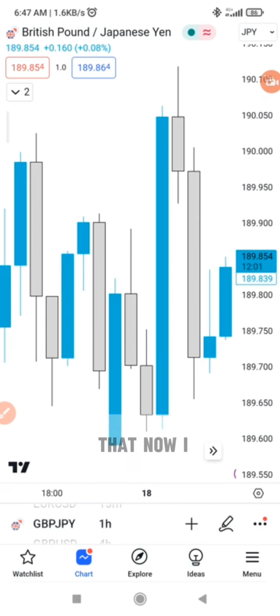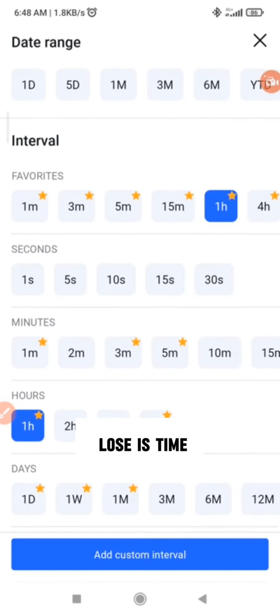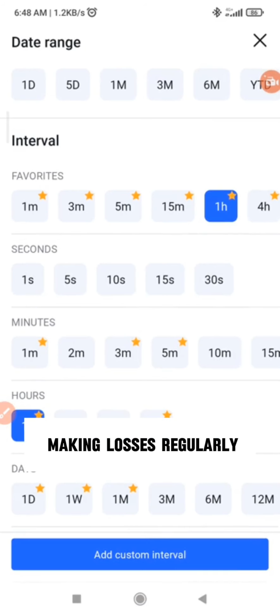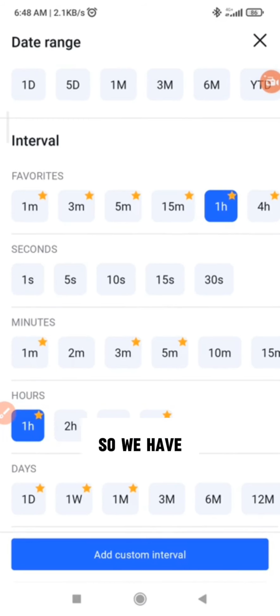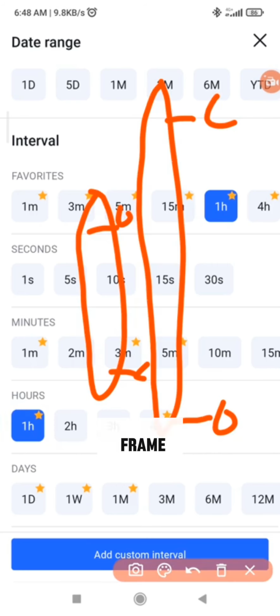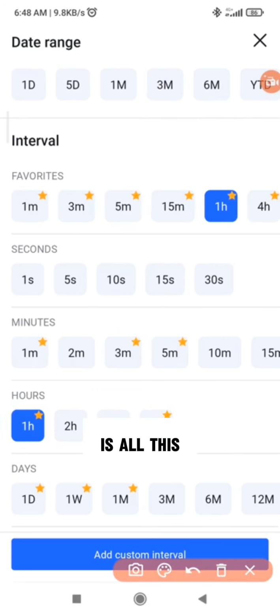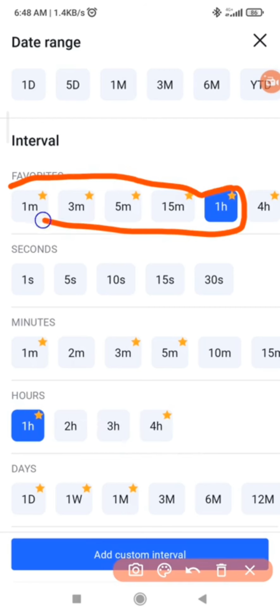Now I told you I want to talk about time frame. It's very, very important. One of the things that can either make you succeed or make you lose is time frame. A lot of people, including me in the past, that have been making losses regularly, are using lower time frame. So we have what is called lower time frame. All these are lower time frames, even if I add 1 hour. Then all these are higher time frames.